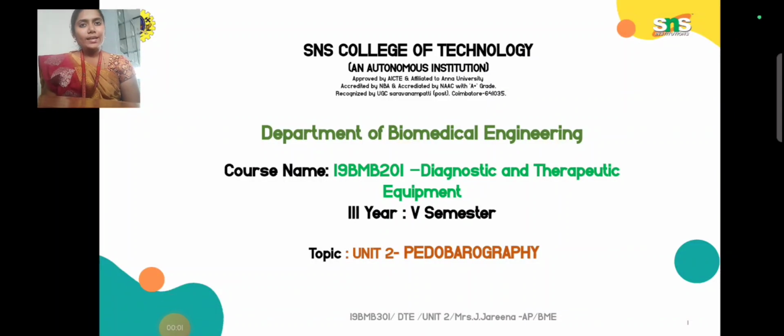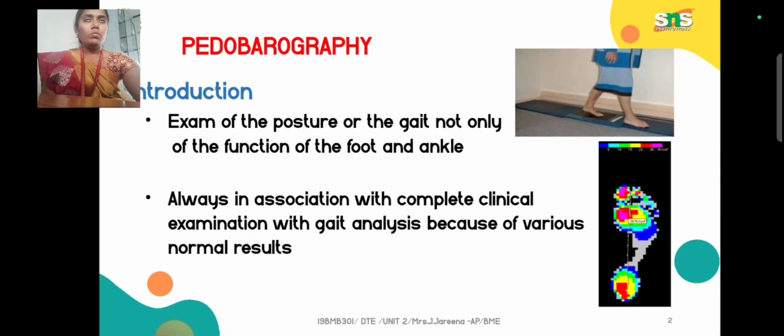Everyone, in today's class we are going to discuss pedobarography. I think you must be familiar with what is meant by pedobarography. Pedobarography is a type of device where you can measure the pressure distribution on your foot. This is very important to examine the posture or the gait, not only about the function of the foot but also the ankle.